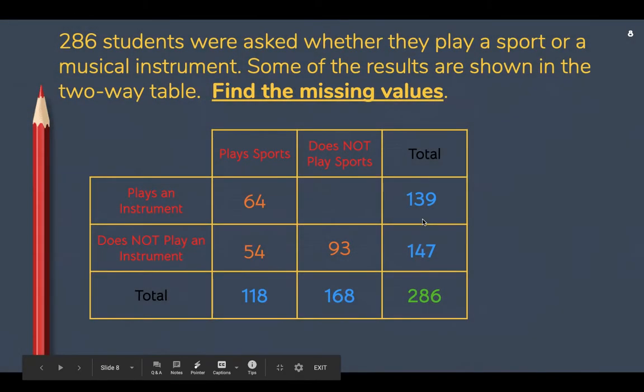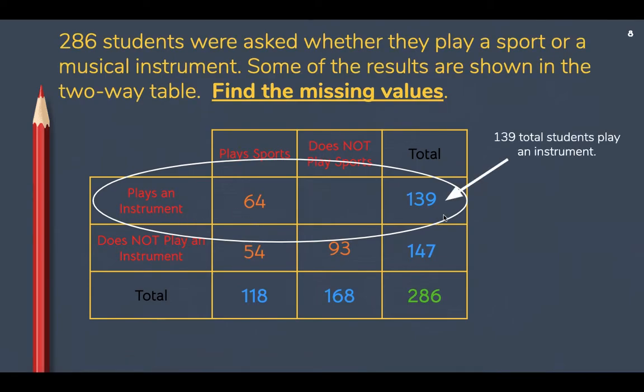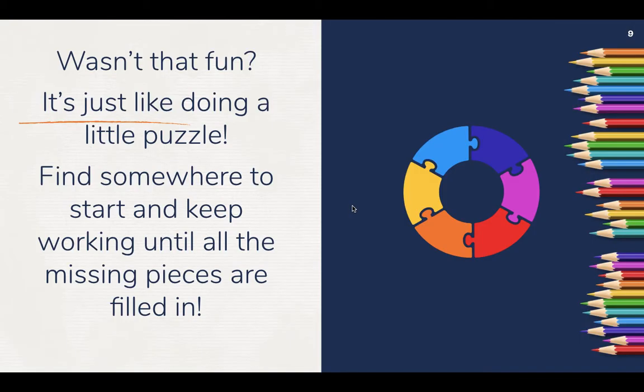And then lastly, let's look at this row of plays an instrument. We know that there were 139 students who actually play an instrument. Of those 139, 64 of them play sports. So we find the difference between the two to find out how many don't play sports but play an instrument. So when we subtract them, we get 75. So wasn't that fun? It's just like doing a little puzzle. Find somewhere to start and keep working until all the missing pieces are filled in.